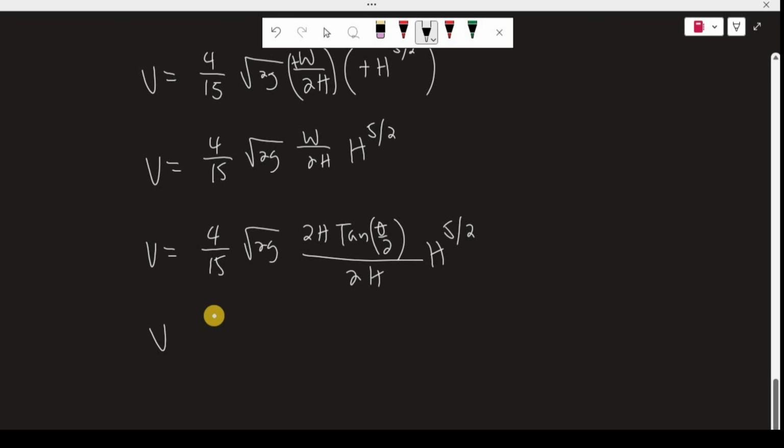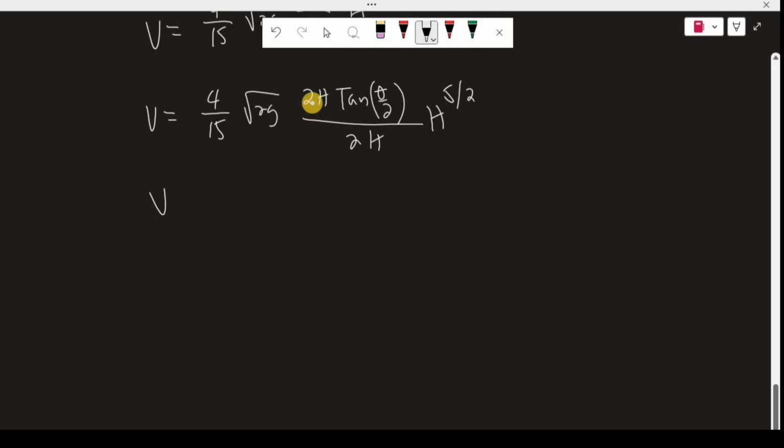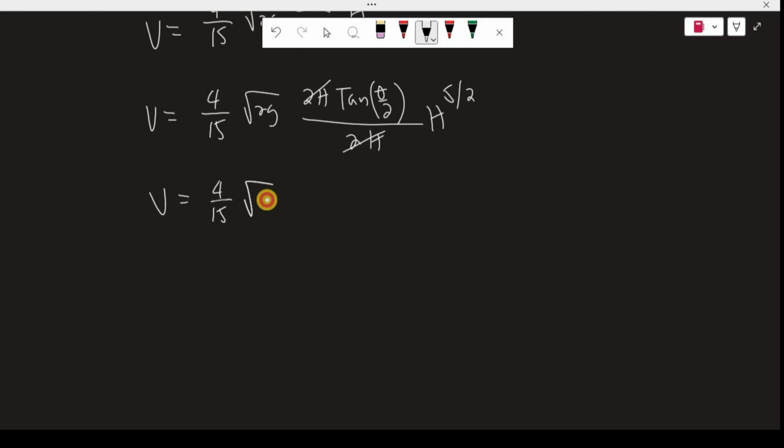So for the volume, we can cancel this 2h. So volume equals 4 over 15 square root of 2g tangent theta over 2 h to the 5 halves. And this is the discharge for half of the weir. So this is Q over 2.